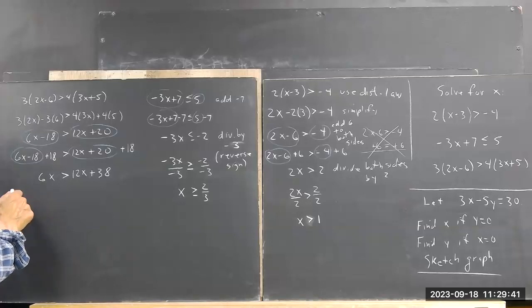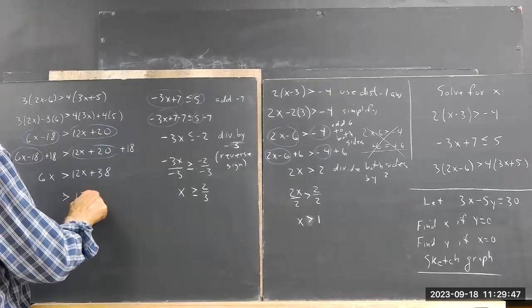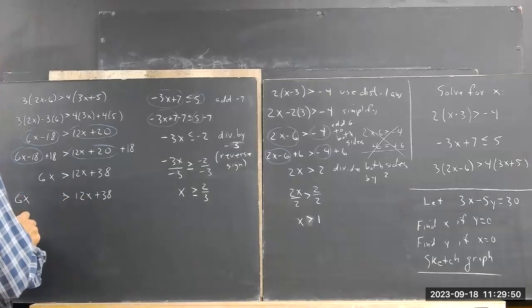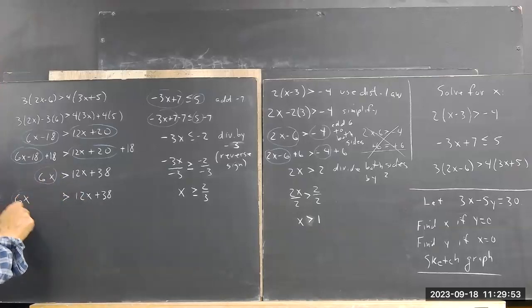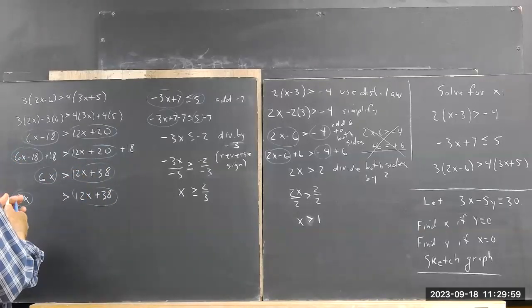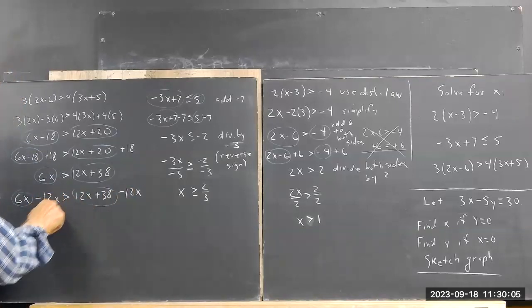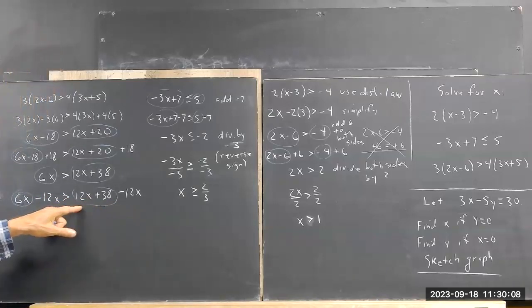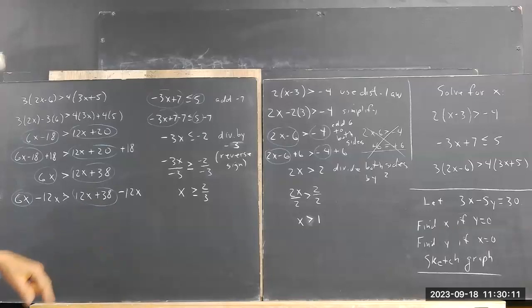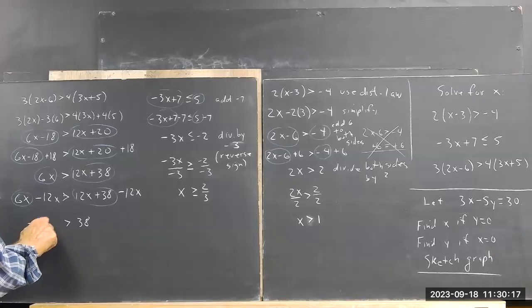Okay, so we have 6x greater than 12x plus 38. This is the same as this. And this is the same as this. So this is exactly the same as this. And then if we subtract 12x from both sides, well, the 12x minus the 12x gives us 0. We just end up with 38. So we have 38 here. And we have negative 6x here. 6x minus 12x is negative 6x. Then we divide by negative 6.